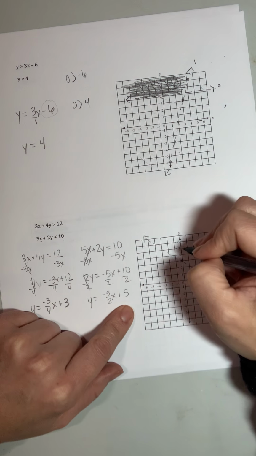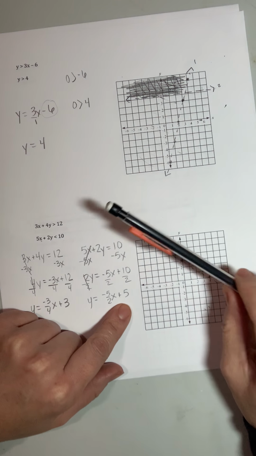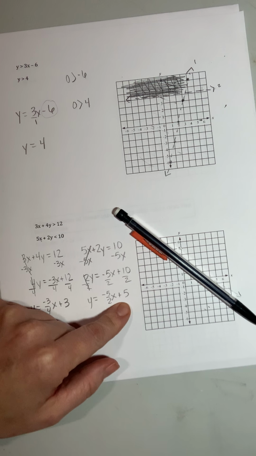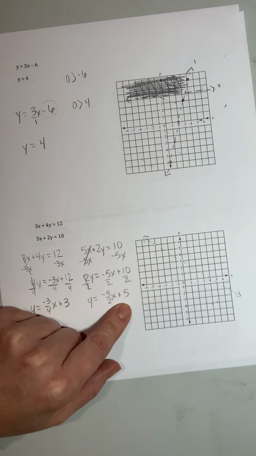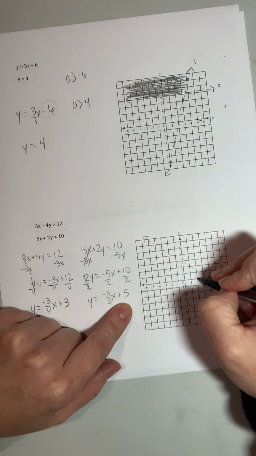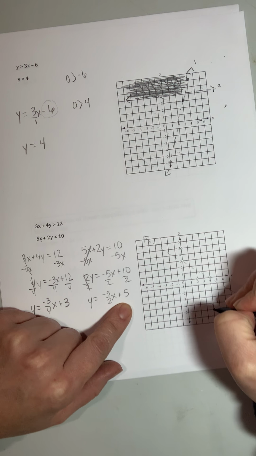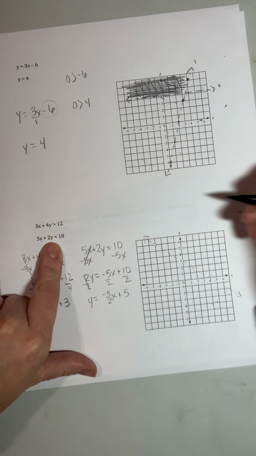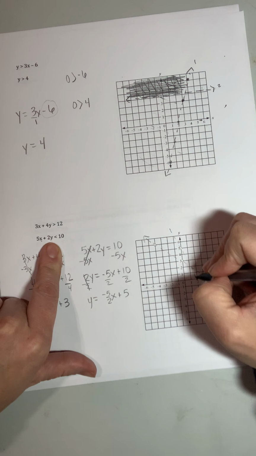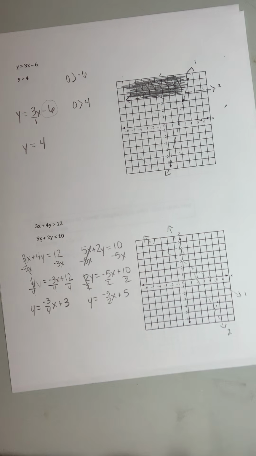Okay, this one we're going up to the 5. It is also a negative slope. Down 5/2. 1, 2, 3, 4, 5, 1, 2. 1, 2, 3, 4, 5, 1, 2. And it's not underlined, so it's another dotted line. Okay, so this was 1, this is 2.